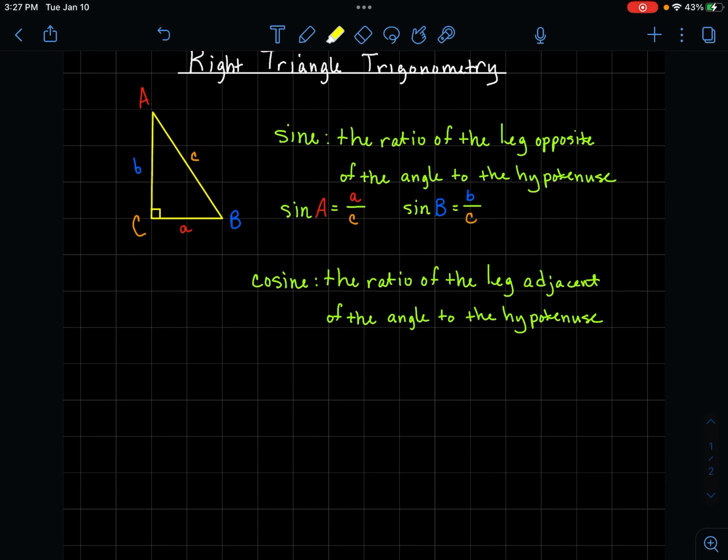The second trig function that we have is called cosine. Cosine is defined by the ratio of the leg adjacent to the angle and the hypotenuse. So the labeling for the cosine is we're going to use COS, and you'll also be able to find that button on your calculator, and then the angle that you're trying to find the cosine of.